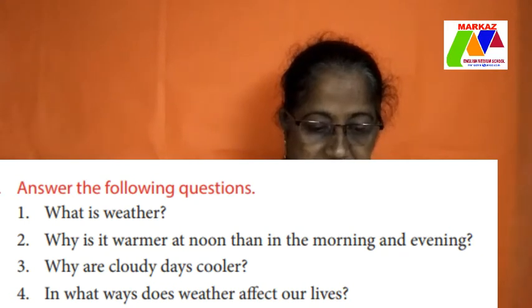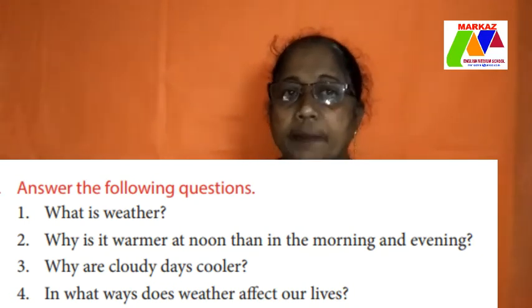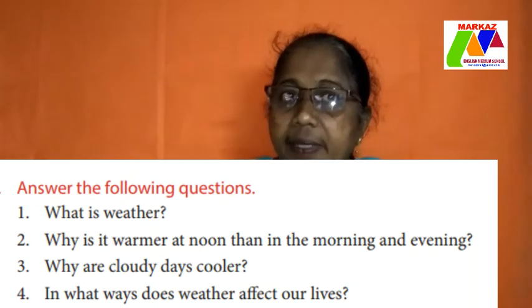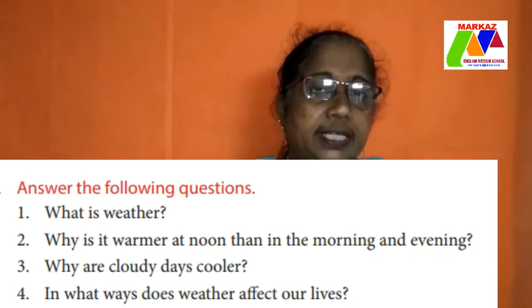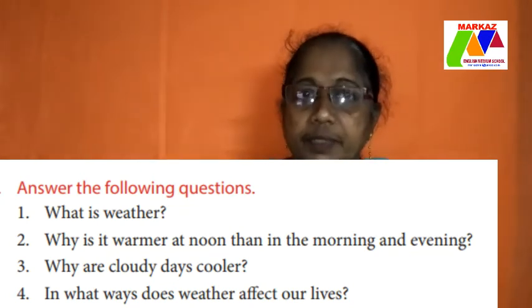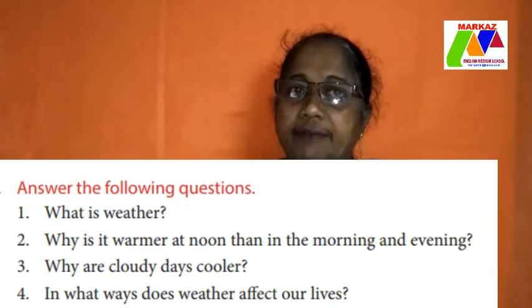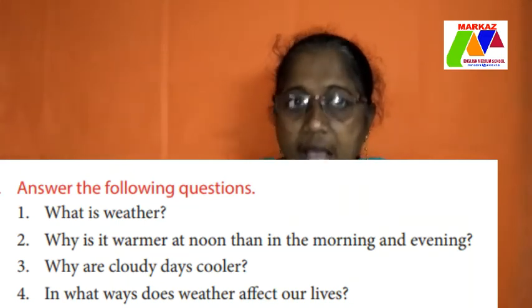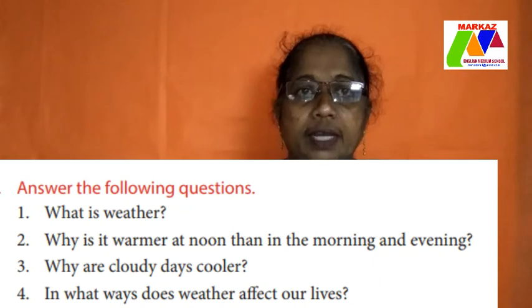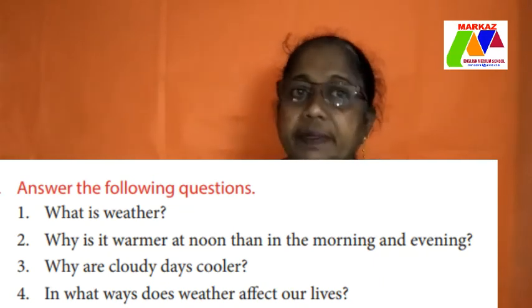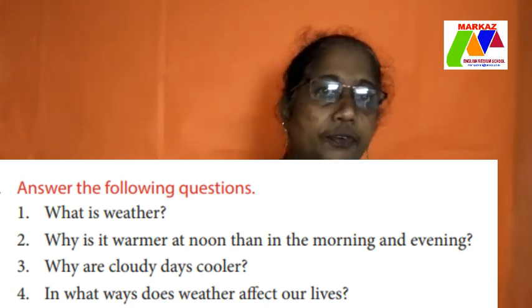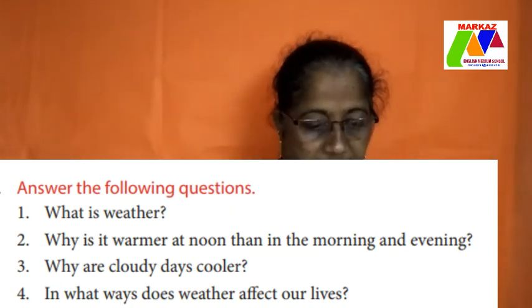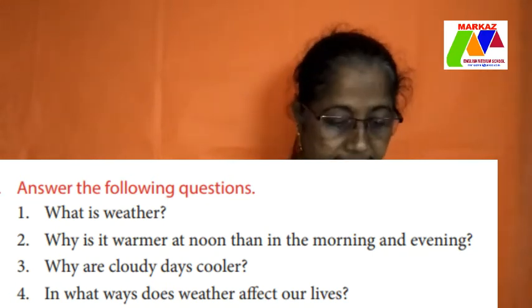4. In what ways does the weather affect our lives? Now we build our houses, our dress habits and even our food depends a lot upon the season. For example, people living in areas where there is heavy rainfall, they have their house built with sloping roofs. And even people living in the areas where there is a heavy rainfall, their staple diet is rice, because rice needs a lot of water for its growth. With this, we come to the end of the question answers. Let's move on to life skills.